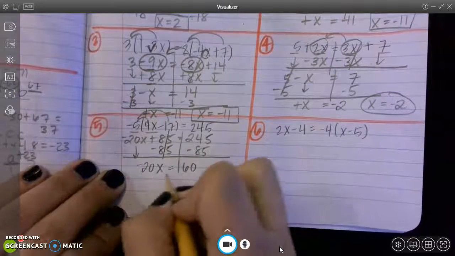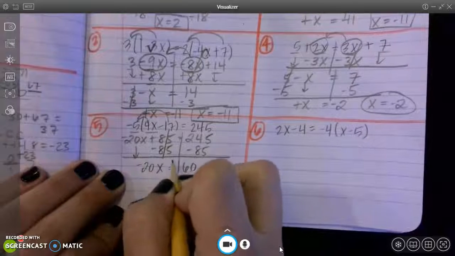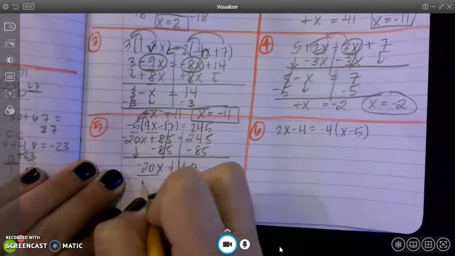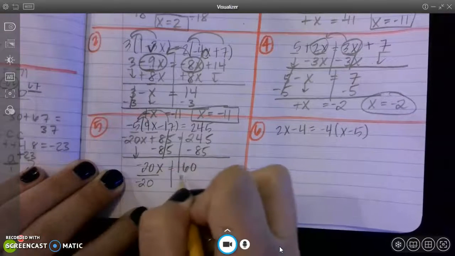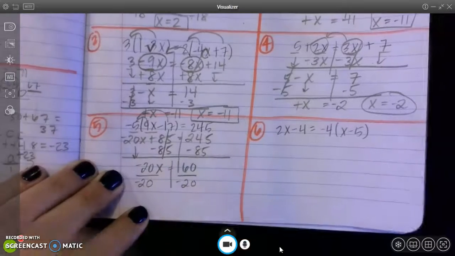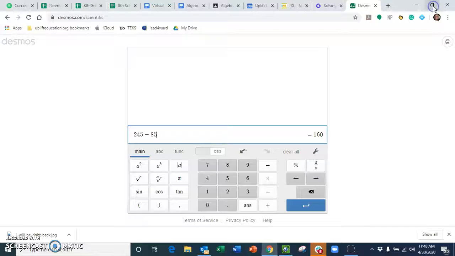Okay. The negative 20 in front of the x means that we're multiplying. So in order to get rid of it, we'll divide by negative 20. 160 divided by negative 20 is negative 8. x equals negative 8.